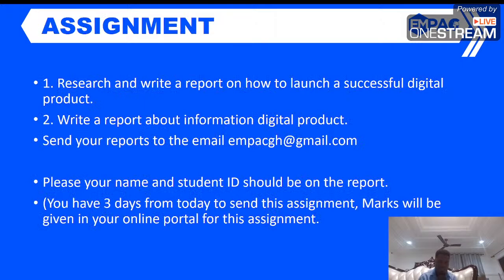Then I have some assignments here on the screen, which have been sent to your email, to your student portal, that you are supposed to do. So you are going to research and write a report on how to launch a successful digital product. So we need this report. Then write a report about information digital products, and then send your report to this email, empacgh@gmail.com. You should put your name and your student ID on the report, and you have 3 days.